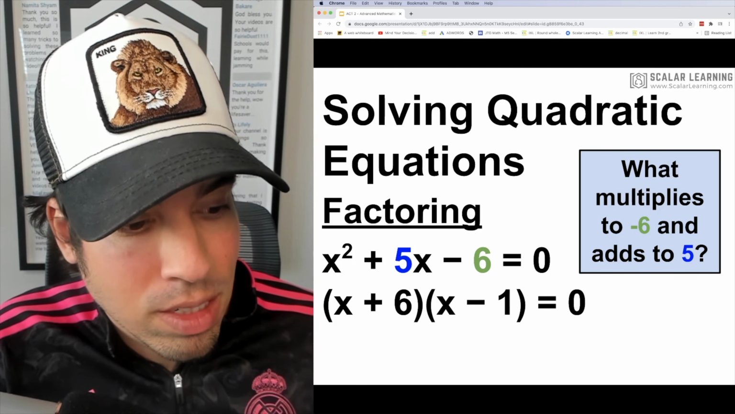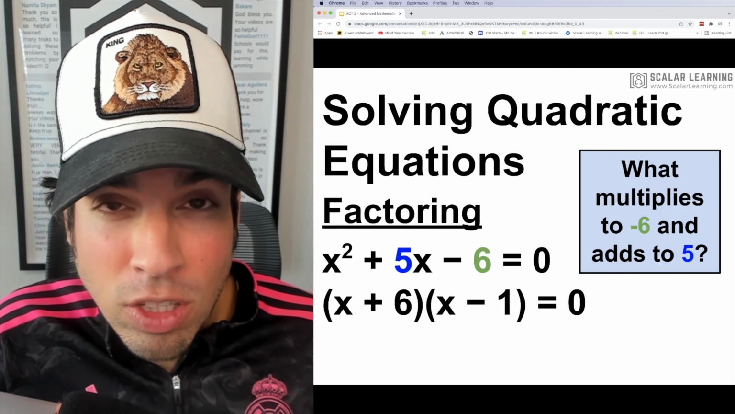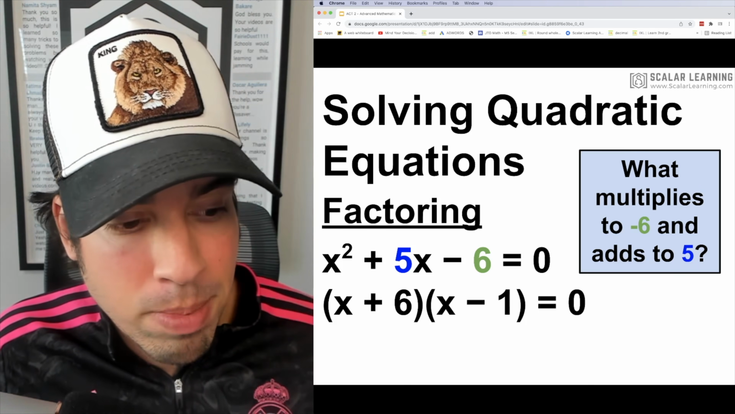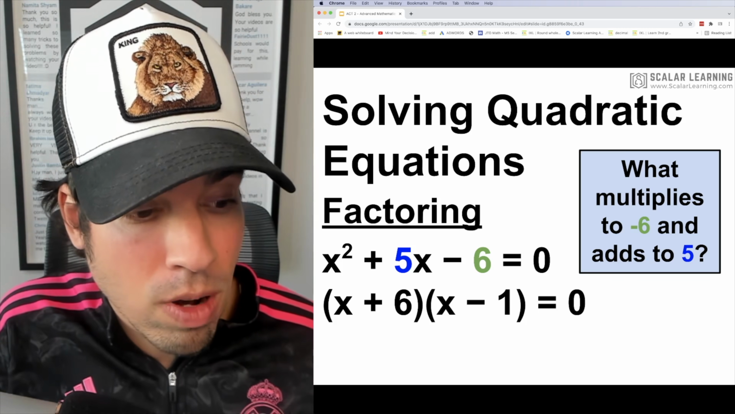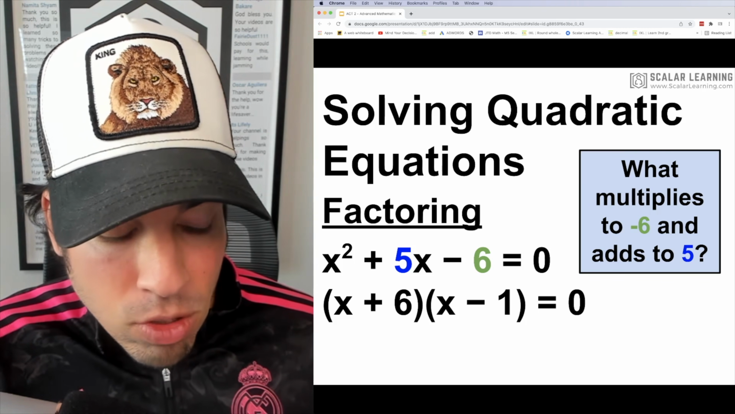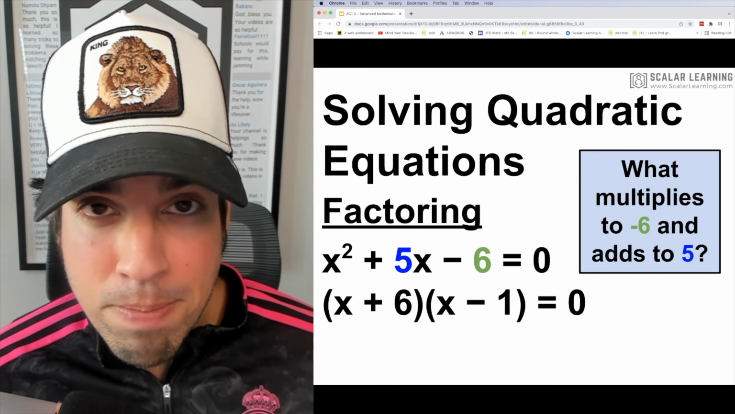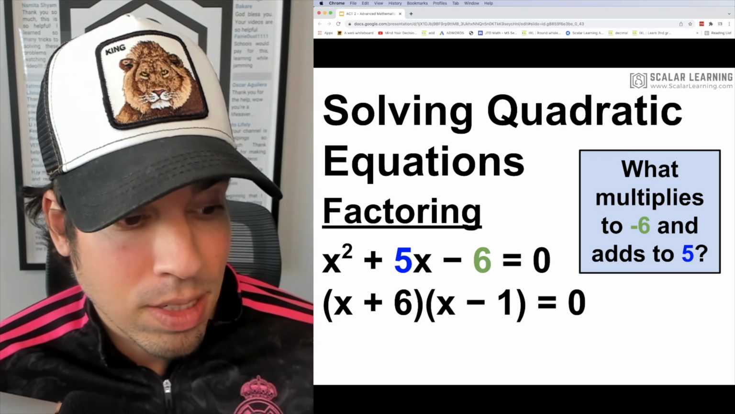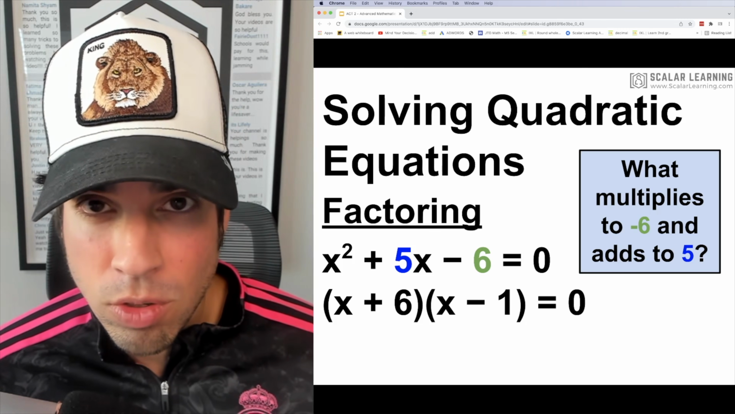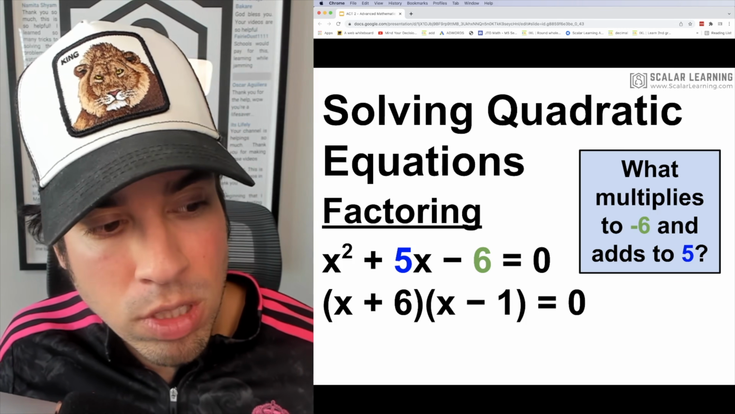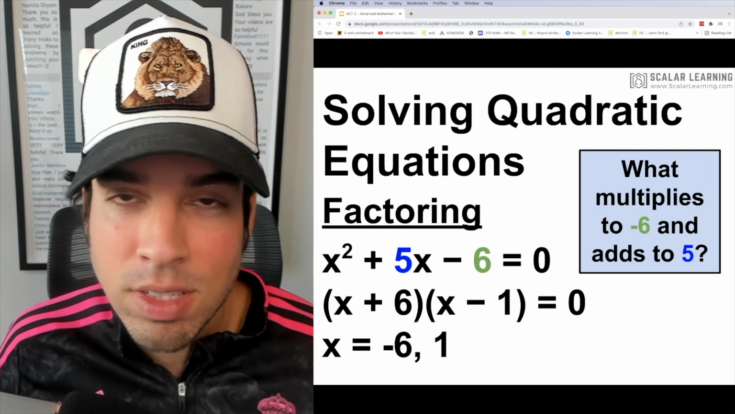But this is great because now you have two things multiplying each other to equal 0. And what's special about that is 0 times anything is 0. So all you have to do is figure out what value makes the left binomial go to 0 and what value makes the right binomial go to 0. So what plus 6 is 0? Well, that's negative 6. What minus 1 is 0? That's positive 1. So my two solutions to this equation are therefore negative 6 and 1.